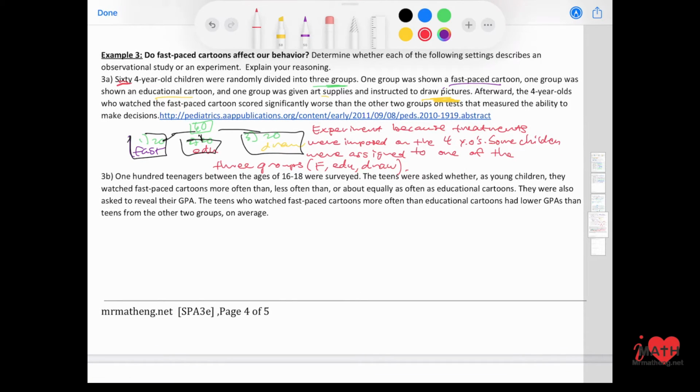Okay, let's try this next one. 100 teenagers between the ages of 16 and 18 were surveyed. I always like to draw a little picture. You have your 100 teenagers. The teens were asked whether, as young children, they watched fast-paced cartoons more often, less often, or about equally as often as educational cartoons. They were also asked to reveal their GPA. And the teens who watched fast-paced cartoons more often than educational had lower GPAs than teens from other groups on average. Okay, so they're asking these teens a couple of things. What did they watch?